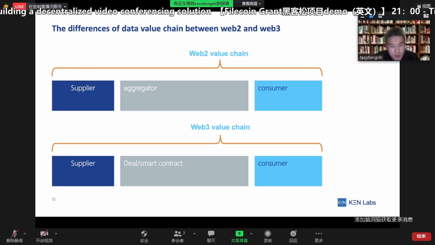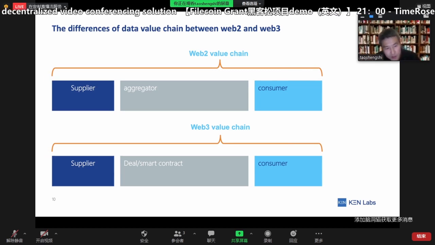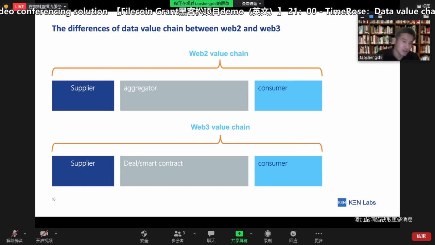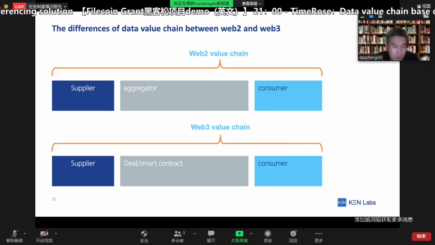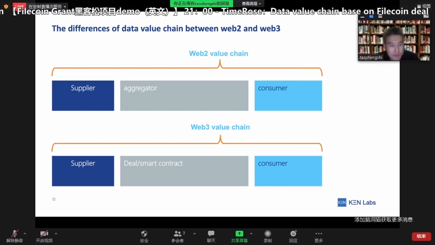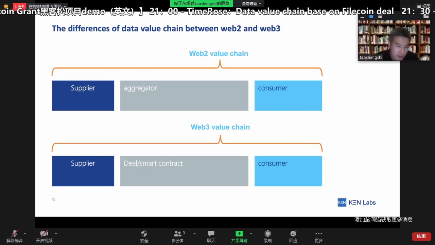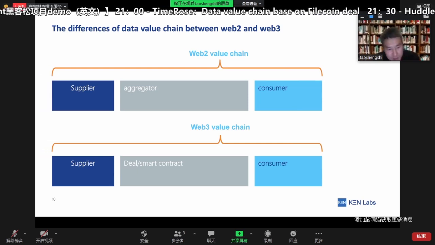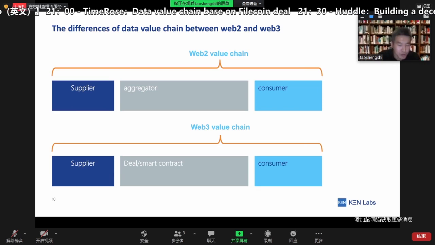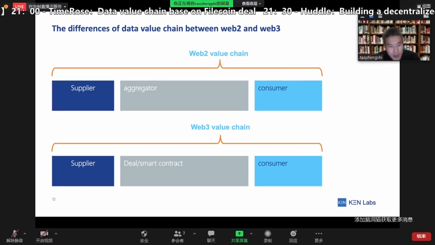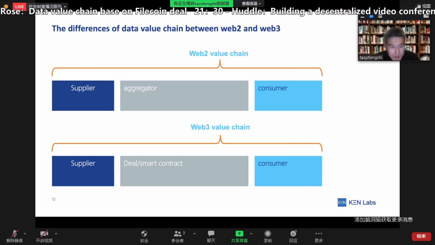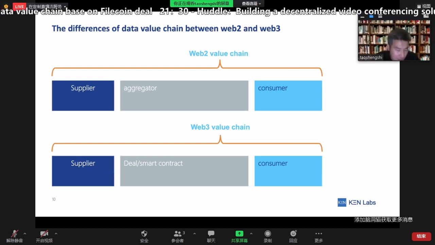In the Web3 ecosystem, we think the deal is the new aggregator, the smart contract is the new aggregator, the DAO is the new aggregator. We don't need ad-based aggregators like Baidu and Google. So we build TimeRose as an AMT index and deal index for users to search and discover AMT information and AMT artworks. That is the basic idea behind TimeRose.